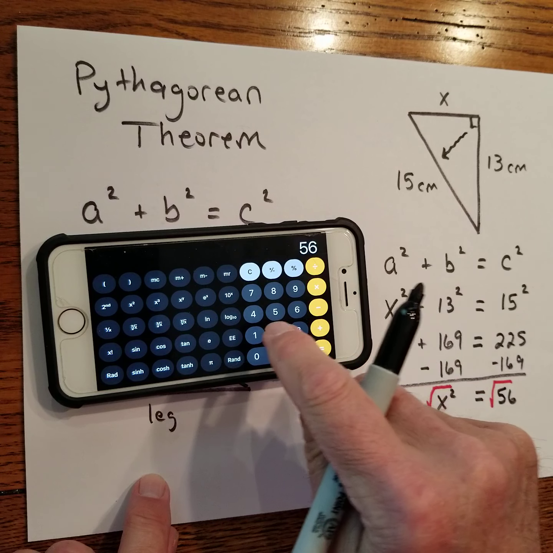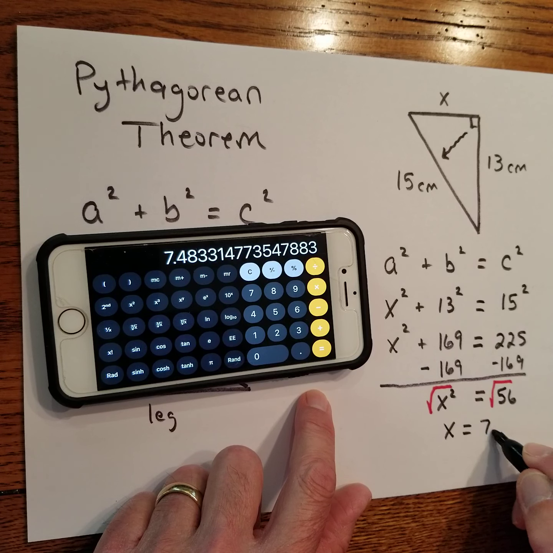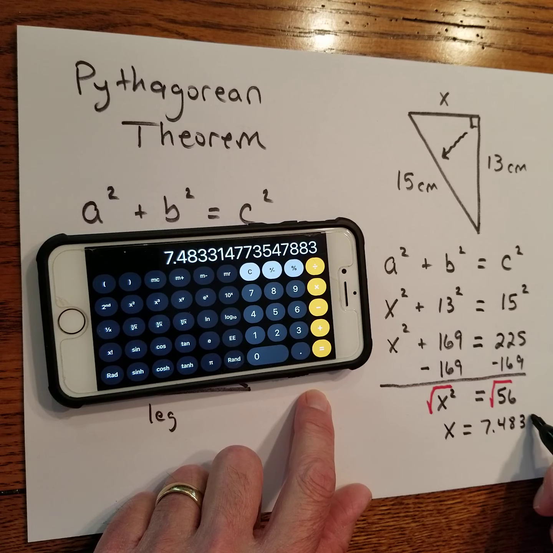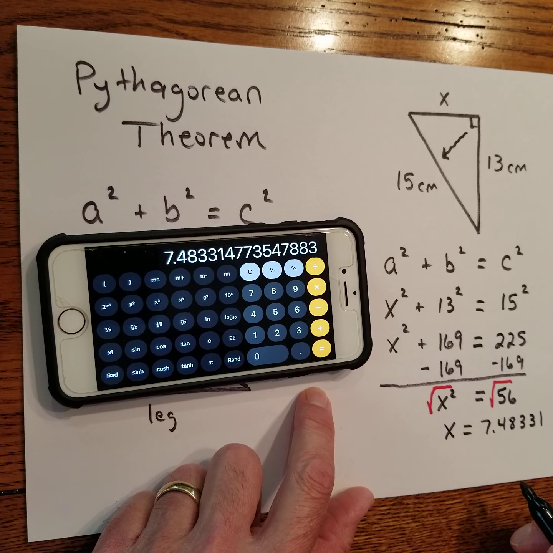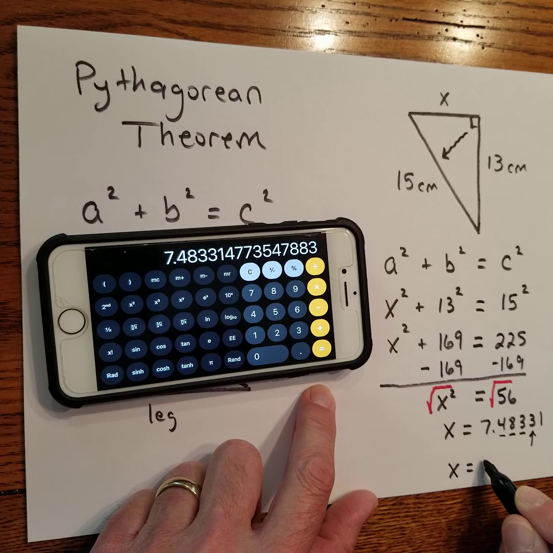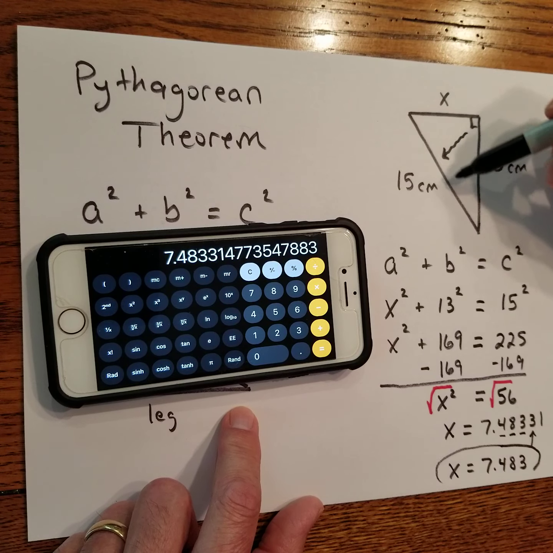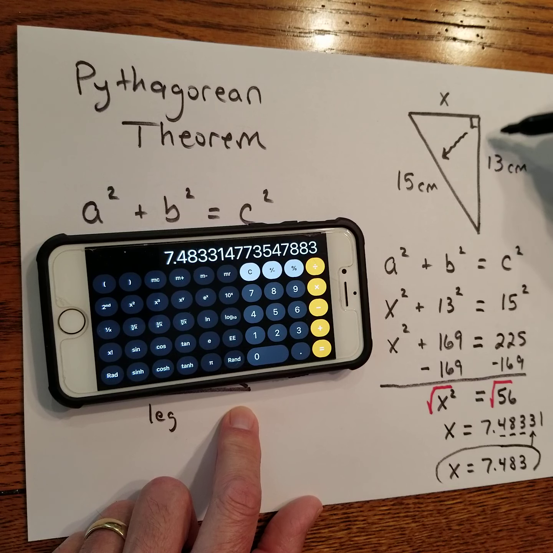The square root of 56 is 7.4831. We generally round these problems to the nearest thousandth. 1,000 has 3 zeros. Check the next place value out. Since that number is small, we'll leave this at 7.483. Let's take that back to the picture. If my longest side was 15 and one leg is 13, then the missing leg is about 7.483. That looks good.